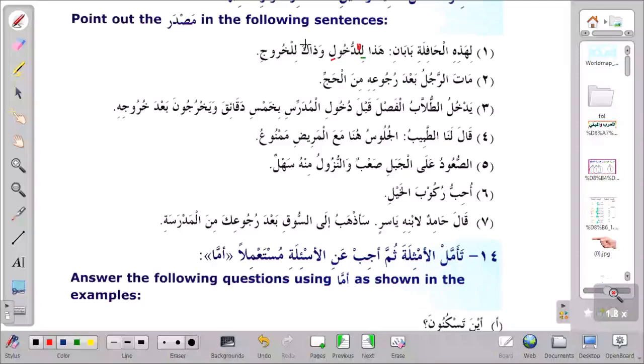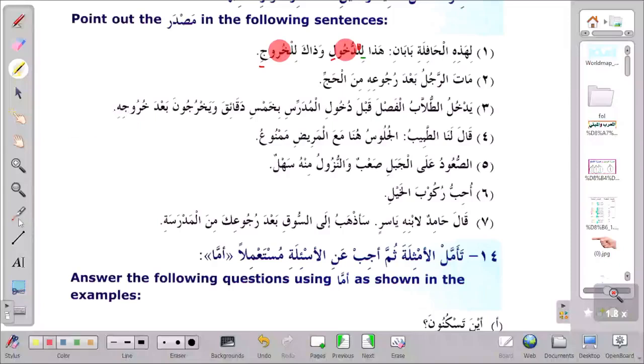So haza li dukhul, this one for entry. Wazaka, and that one. Lil khuruji, for leaving. So kharaja, from kharaja, khuruj, leaving, the noun form of it. You can see it also has kasra, lil khuruji, because it's a noun, it can take fatha, kasra, dhamma. Now let me highlight which one is which. This is masdar, right? Then khuruj here. So we have done ta'yin, distinguishing; we have distinguished them out of the sentence.